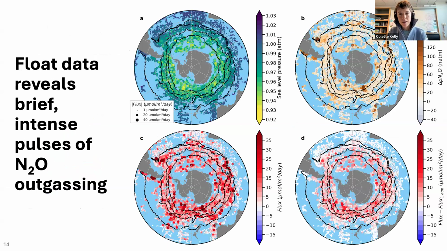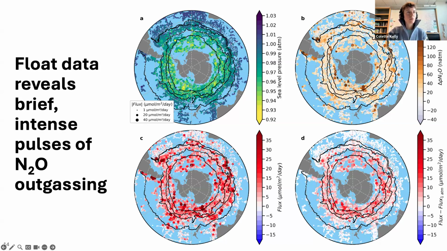So the first thing that became really obvious to us is that there are these hotspots of nitrous oxide outgassing that tend to occur where there are low barometric pressures. So this map is the barometric pressures or sea level pressures that correspond to each of our float profiles, and they're colored by the sea level pressure. And we can see these yellow dots are places where the sea level pressure got as low as 8% below the climatological mean. So super low barometric pressures. The dots are sized by the air-sea flux, and so the yellow dots tend to also be the big dots.